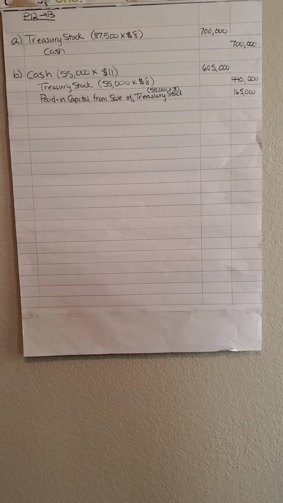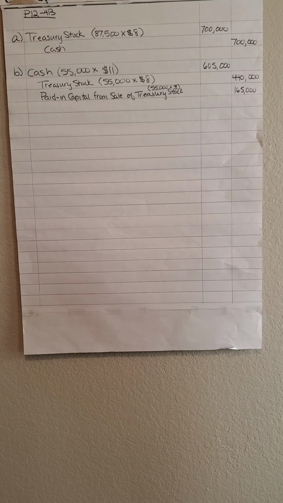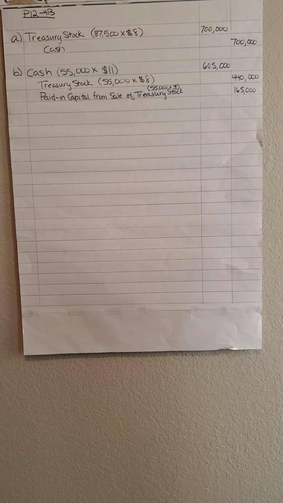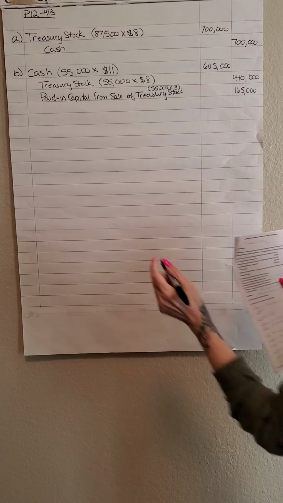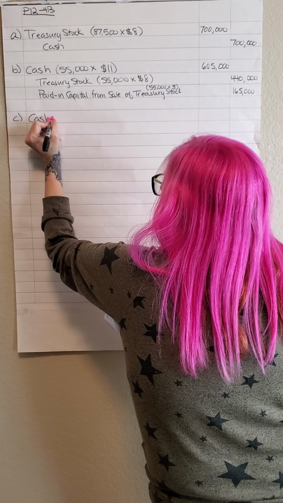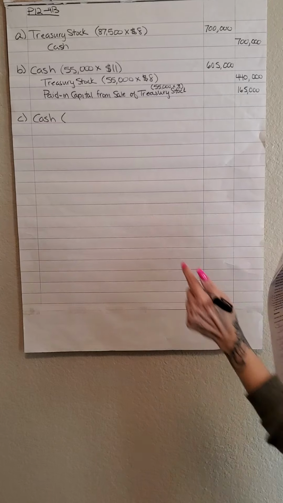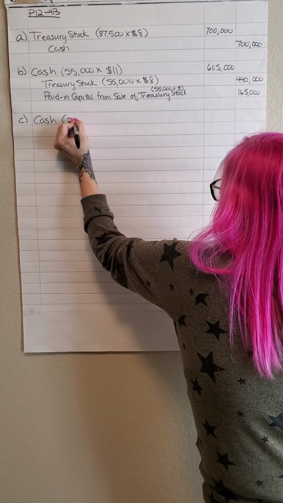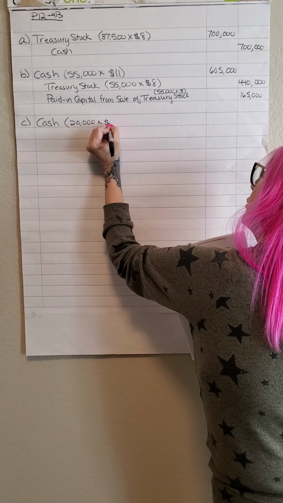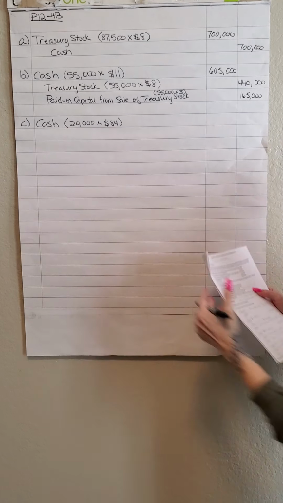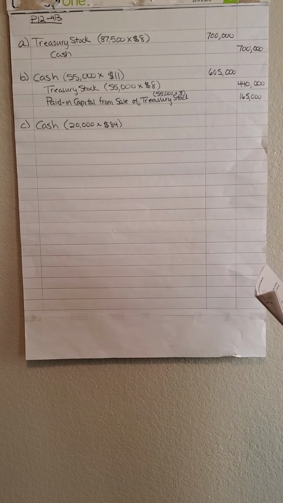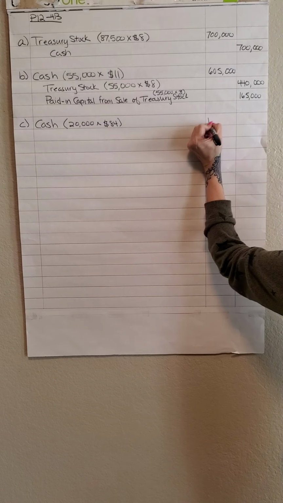For C, they tell us that they issued 20,000 shares of preferred 2% stock at $84 per share. So again, the first thing we're going to record is the amount of cash that was received in this transaction. And the problem tells us that we issued 20,000 preferred shares, and we sold them for $84 per share. So the amount of cash that was received is $1,680,000. So we're going to debit that.